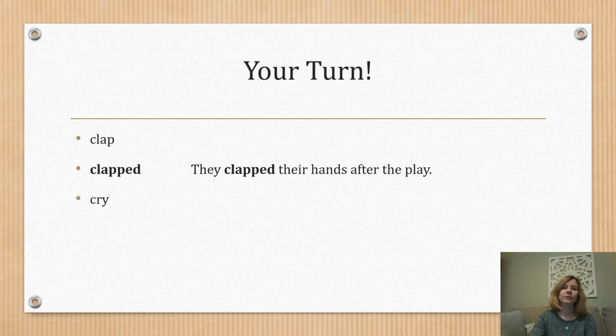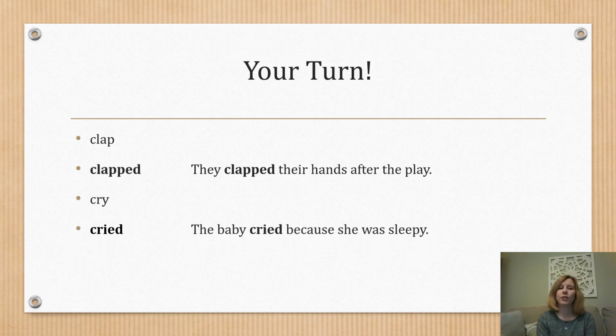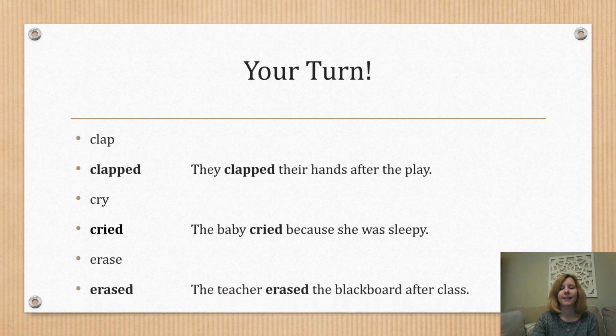Cry. Cry, we have the R is a consonant and then a Y. So you have to change it to cried, and it becomes IED. So the baby cried because she was sleepy. One more. Erase ends in an E. Erased. The teacher erased the blackboard after class.